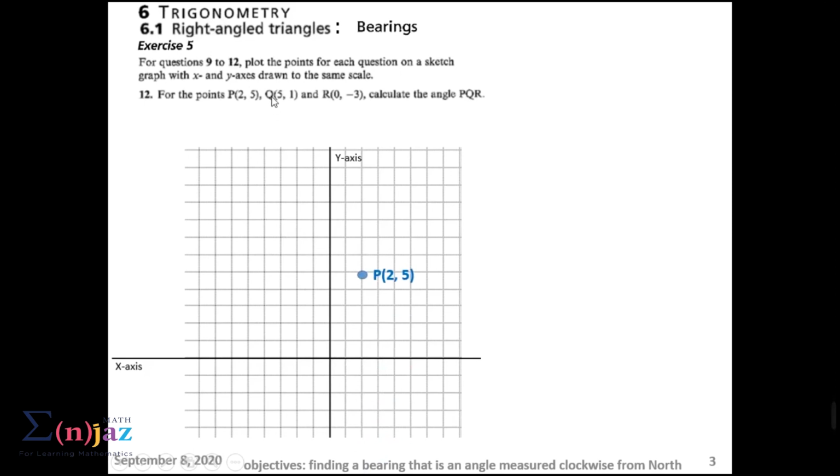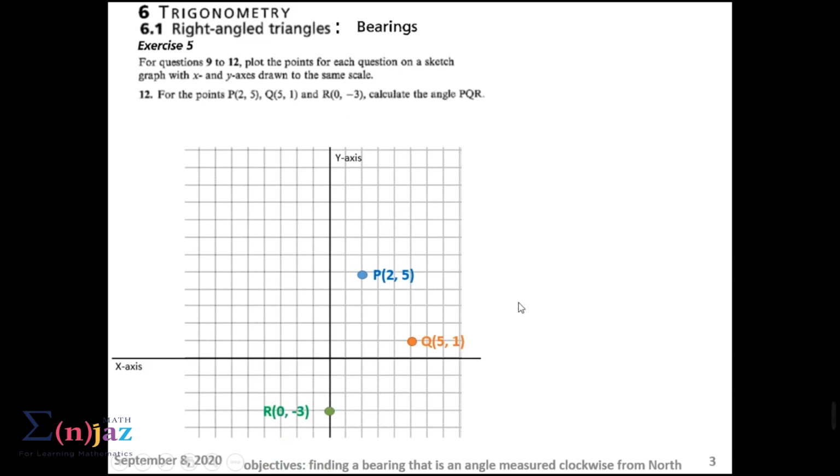Now point Q, you start at the origin, you move towards the right 5 units and then you go up 1 unit. So this is the plotting of point Q. Point R, you start at the origin, so you don't move towards the right or the left on the x-axis because the x is 0 here, and then you're going to move down 3 units because the y here is -3. So this is the plotting of R.